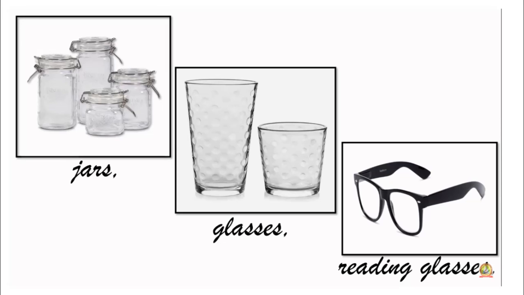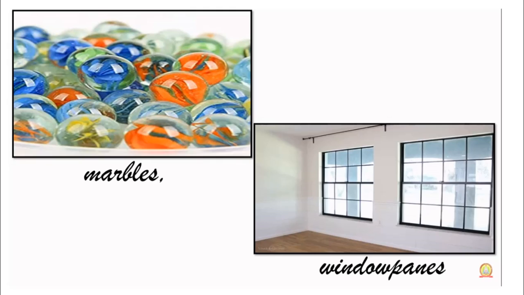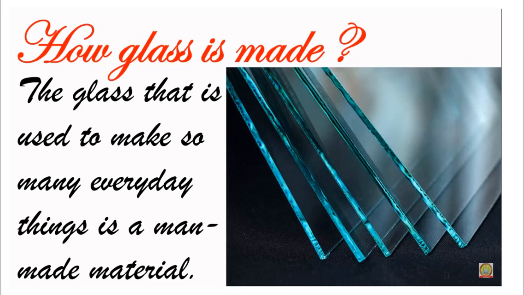Now we have more examples. Yes, the familiar one, marbles. Children, you must be using these to play with your friends. We have window panes, which are seen in classrooms, buildings, etc. Now, where does this glass come from? Children, do you have any idea? Let's learn about it: how glass is made.